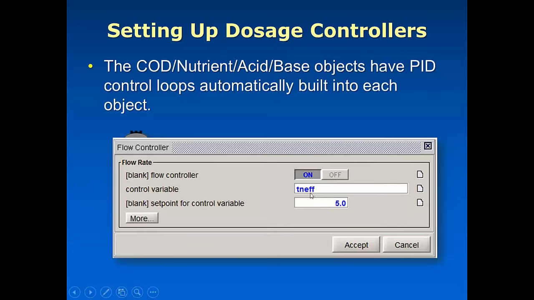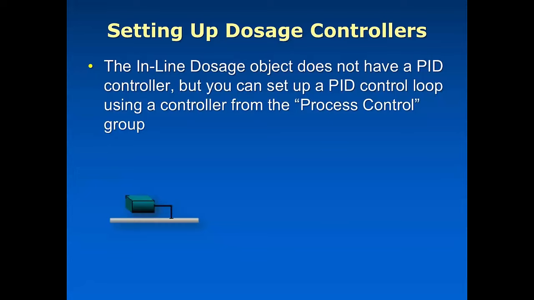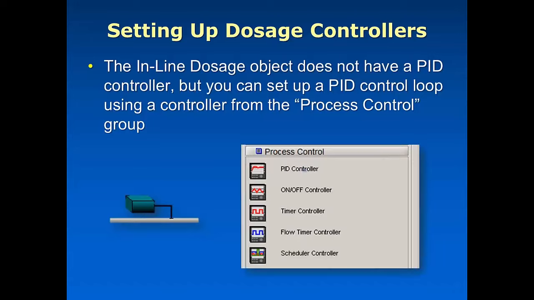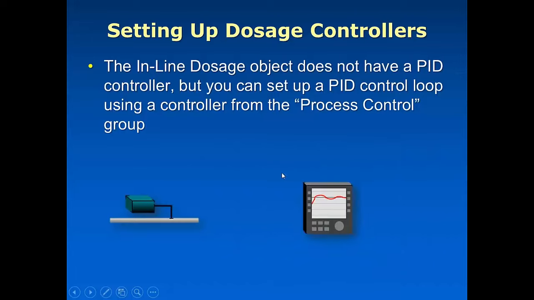You type in the cryptic variable name of the thing you're controlling. Here's our set point, and we would have to hit this more button and go through all of the tuning and so on to get that set up. An inline dosage object doesn't itself have a PID control loop, but as you may know, in GPS-X we actually have some free-form open controllers that you can specify just by going to the process control panel. You can see all these different types of things that can be used to control wastewater processes, and the PID controller is the first one on that list, so you could drop one of these in your layout. Specify the dosage as the manipulated variable, specify the effluent phosphorus as your control variable, and move on from there.